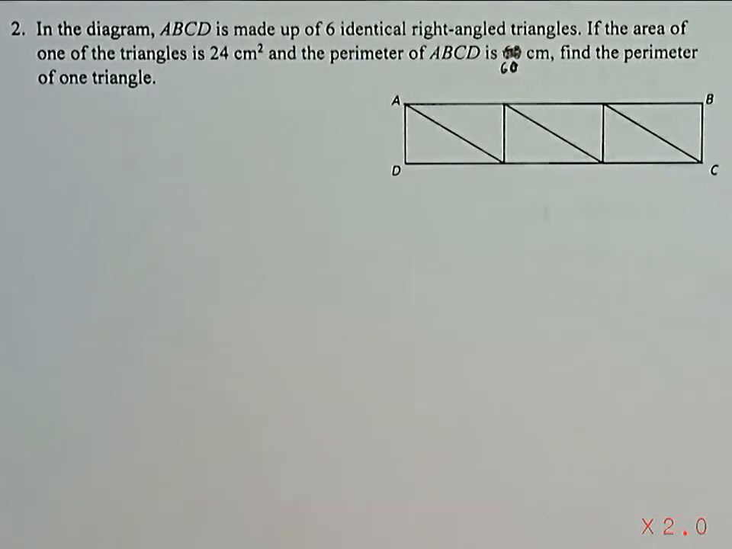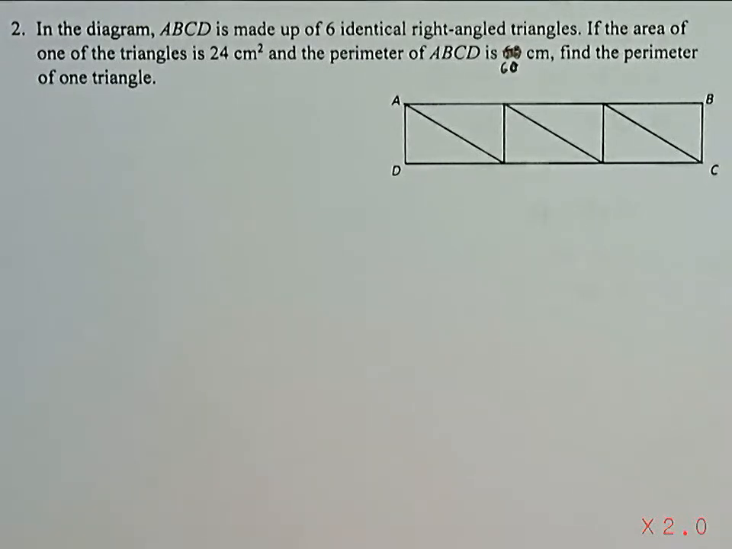In the diagram, ABCD is made up of 6 identical right-angled triangles. If the area of one of the triangles is 24 cm squared and the perimeter of ABCD is 60 cm, find the perimeter of one triangle.